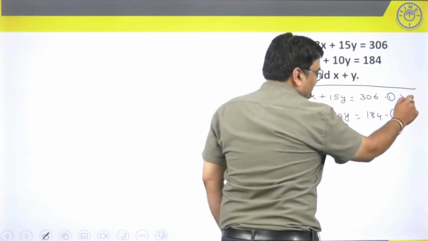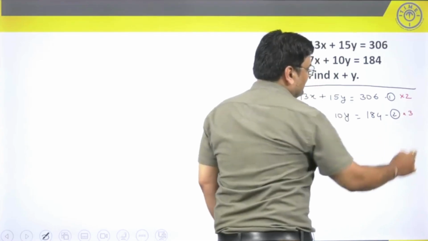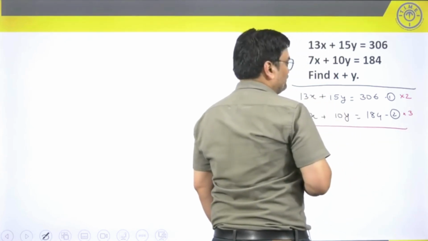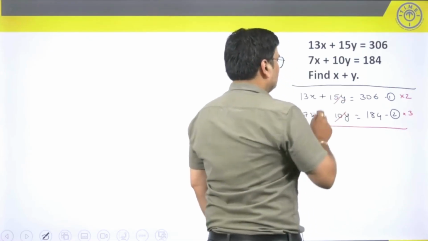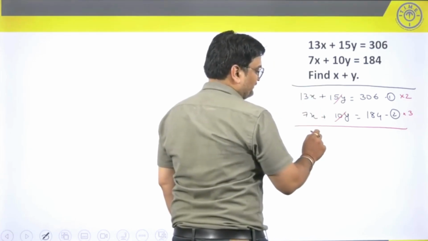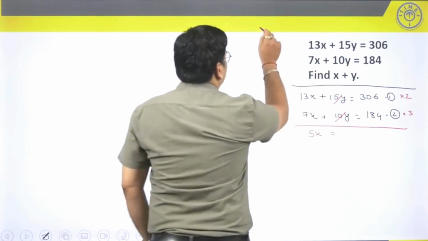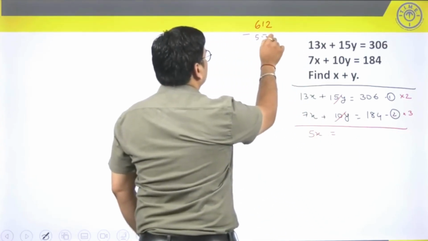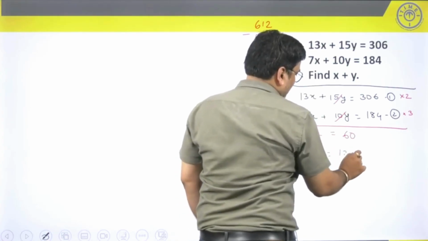So let's multiply the first equation by 2 so that the coefficient of y becomes 30. Let's multiply the second equation by 3 so that the coefficient of y becomes again 30, and now subtract. So when you do that, see what do we get? 15 into 2 is 30y minus 10 into 3 is 30y, will cancel out. 13 into 2 is 26, 7 into 3 is 21, 26x minus 21x will be 5x. 306 into 2 is 612 minus 184 into 3 is 552, which will give us 60. So from this we get the value of x as 60 by 5, which is 12.